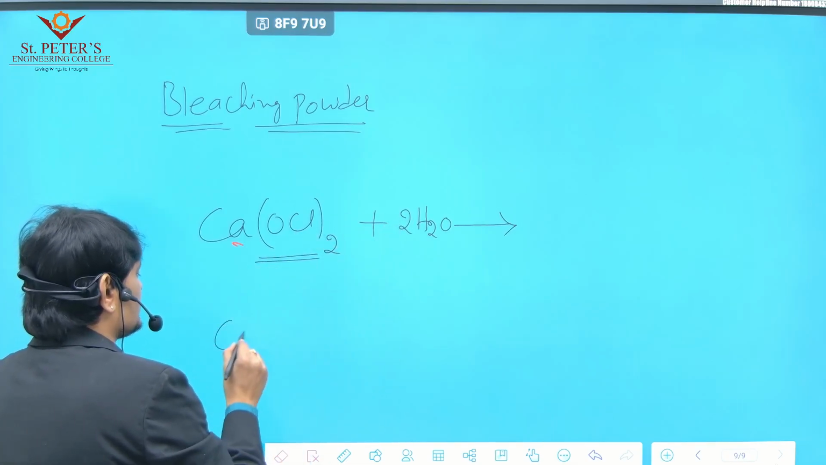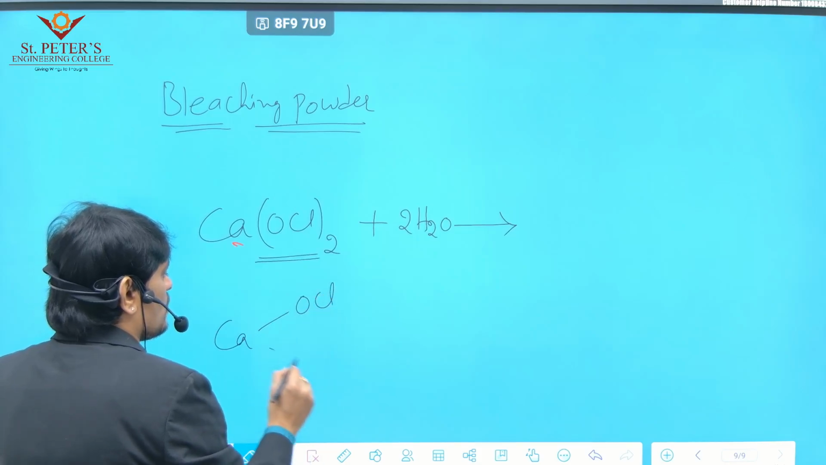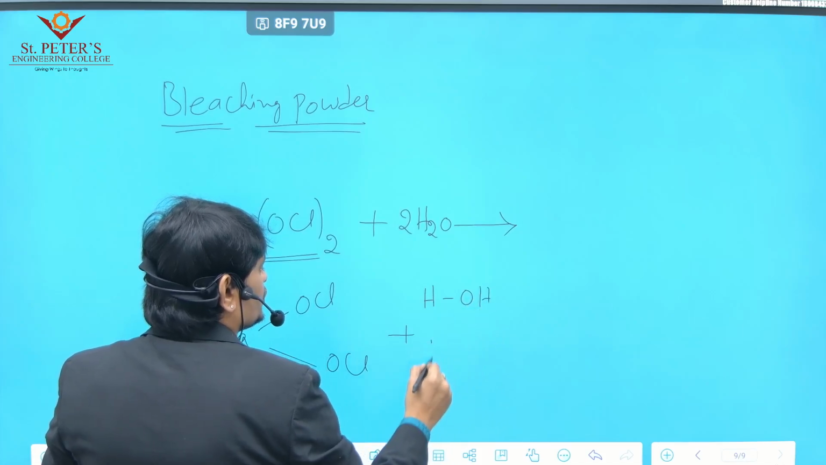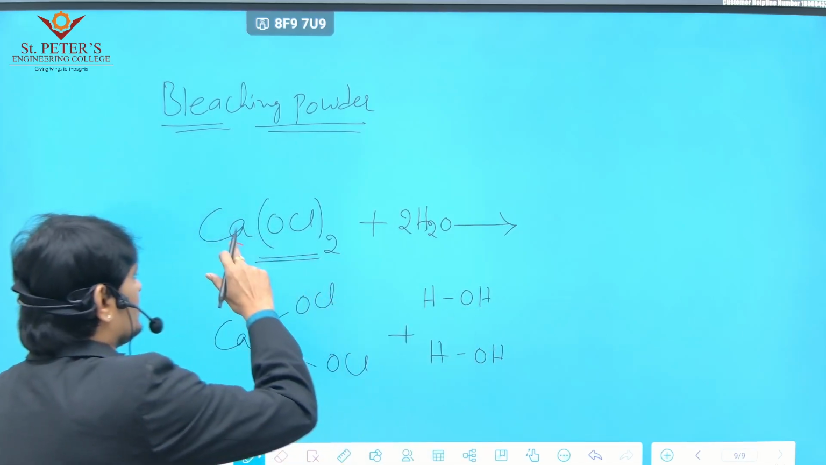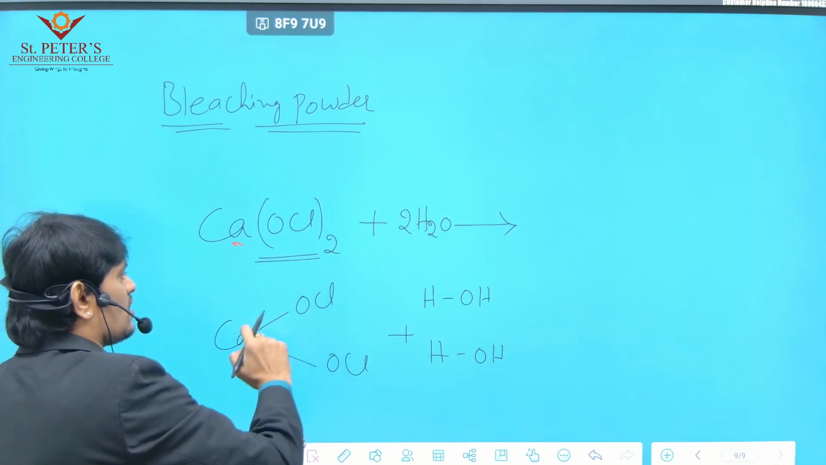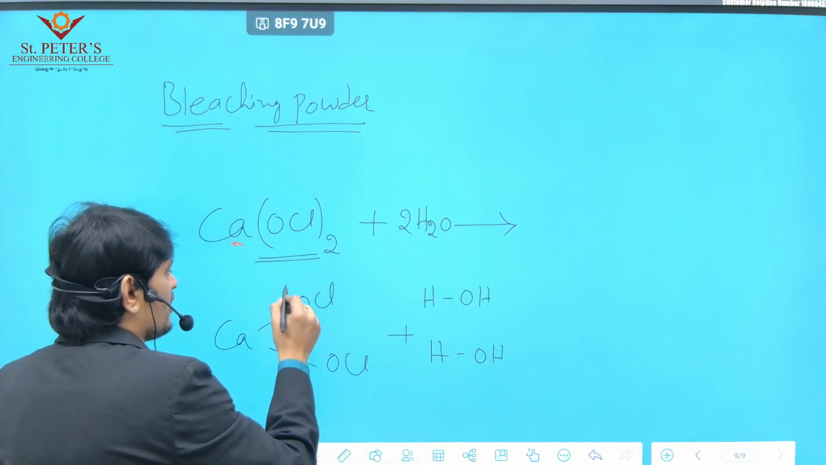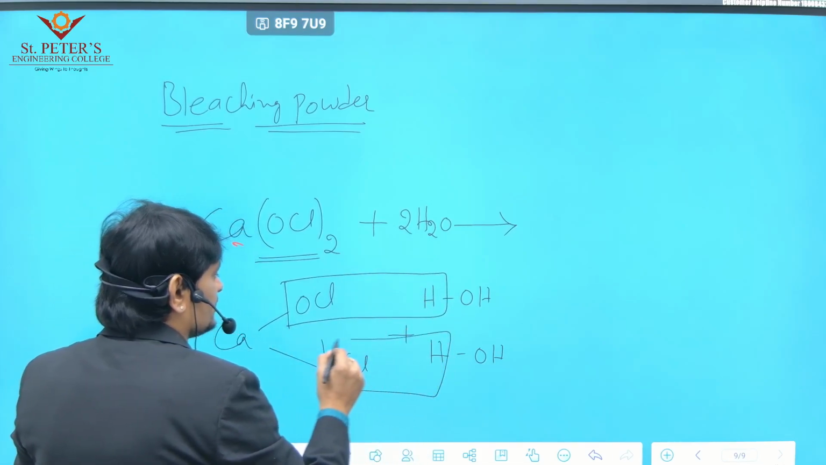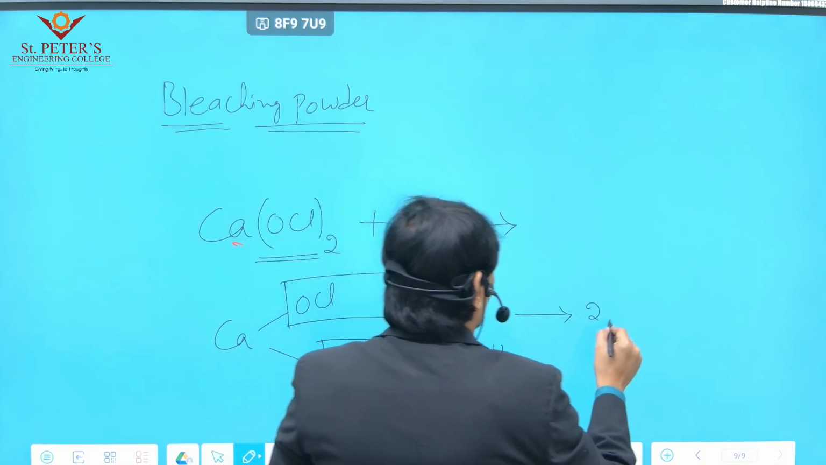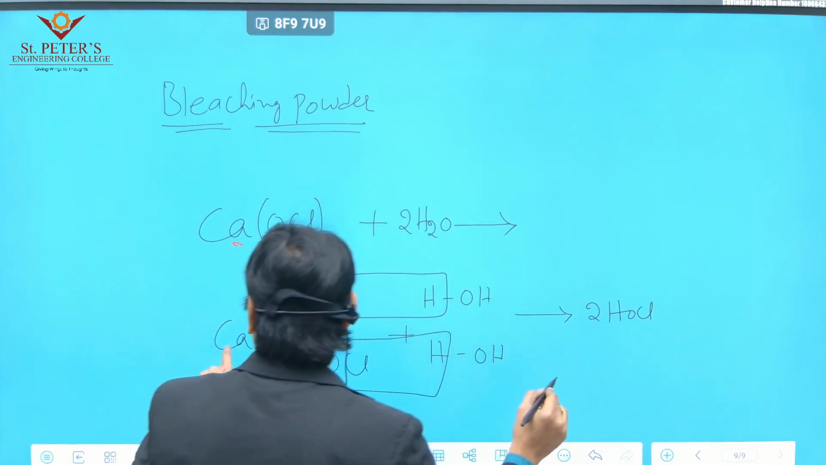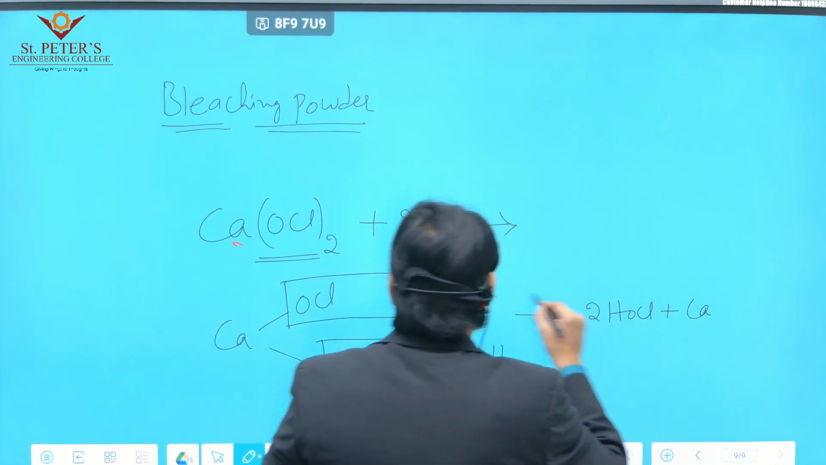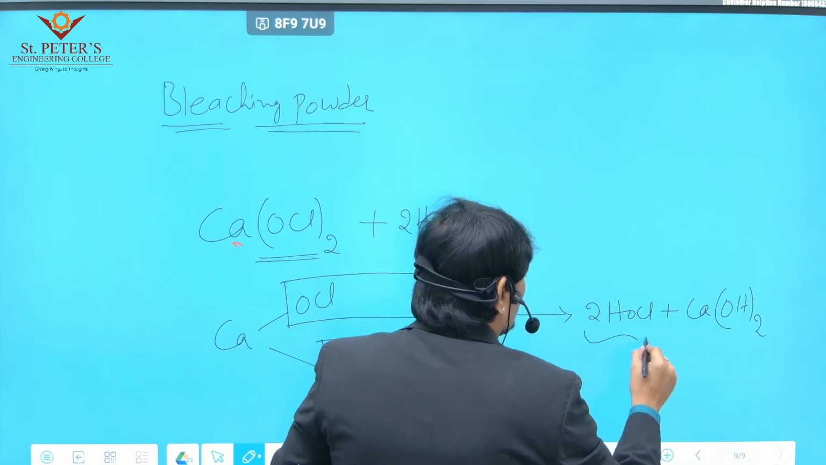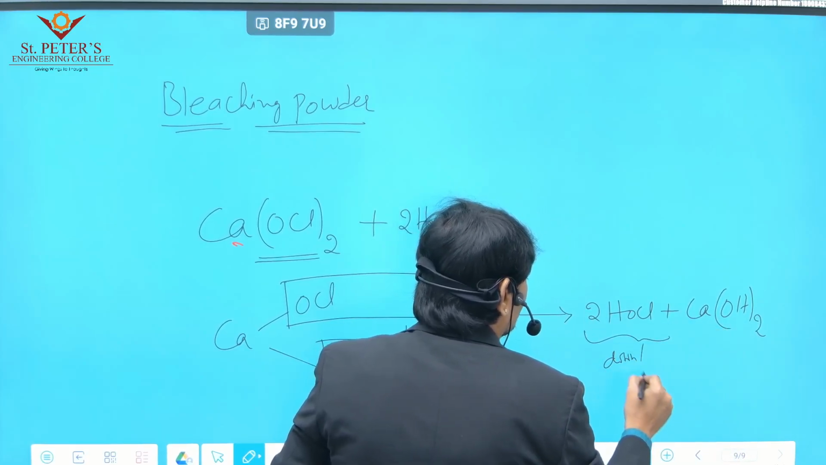Elaborating the structure instead of CaOCl2: Ca(OCl)(OCl) plus HOH, HOH. Now this is one HOCl and this is another HOCl. From this we are going to get 2 HOCl, and what is left is one calcium and 2 hydroxyl, Ca(OH) taken twice, which is calcium hydroxide. And 2 HOCl is the powerful disinfectant.